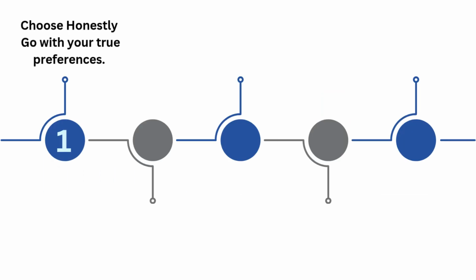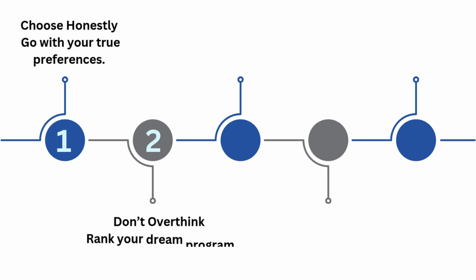1. Start with your true preferences. Ask yourself, where would I be happiest? Which programs have the culture, training style, and geographic location that fits me best? 2. Don't try to game the system. Many applicants try to second-guess how programs rank them. This is a mistake. You'll only hurt your own chances. Rank your dream program number 1 even if you think it's a long shot.